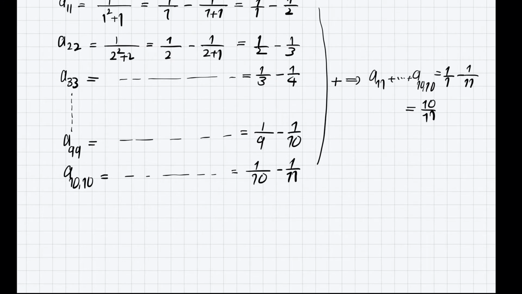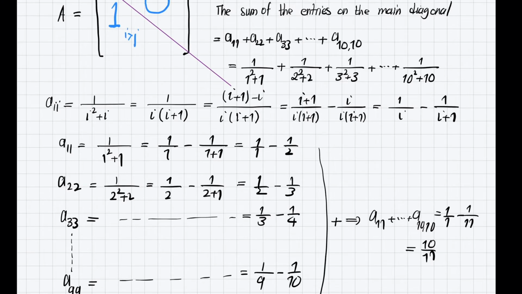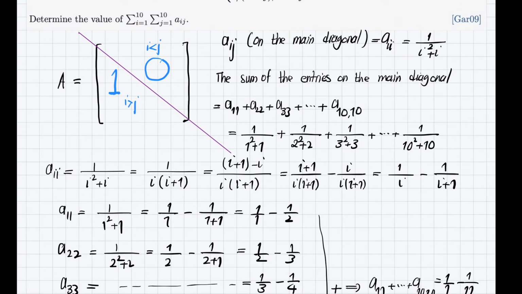Finally, the sum that I was looking for, the double sum of Aij, i goes from 1 to 10, j goes from 1 to 10, is the sum of all these entries. The sum of the entries on the main diagonal is 10 over 11. The sum of entries above the main diagonal are all 0. The sum of the entries below the main diagonal is 45.